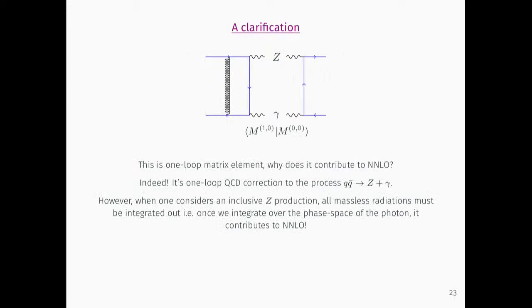This is a one loop, okay. But if you consider the process Q Q bar to Z plus gamma, then it is a one loop QCD correction. However, if you consider all gammas with all momenta, that means you are summing all the gammas with all momenta, and that is integrating over the phase space of gamma, that gives you the production of Z boson. So that is the inclusive. So you integrate over the phase space.